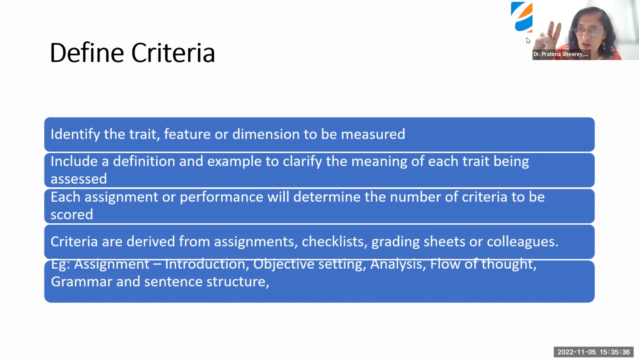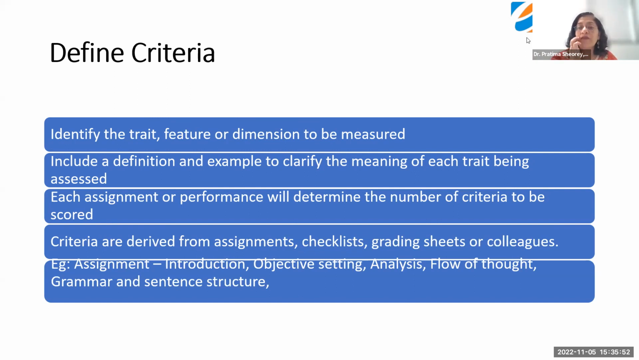Criteria are derived from assignments, checklists, grading sheets, or even colleagues, right? So you can always discuss with your colleagues in terms of what's the best way to handle something. So which means that if you have to define the criteria here, let's say I have an assignment.